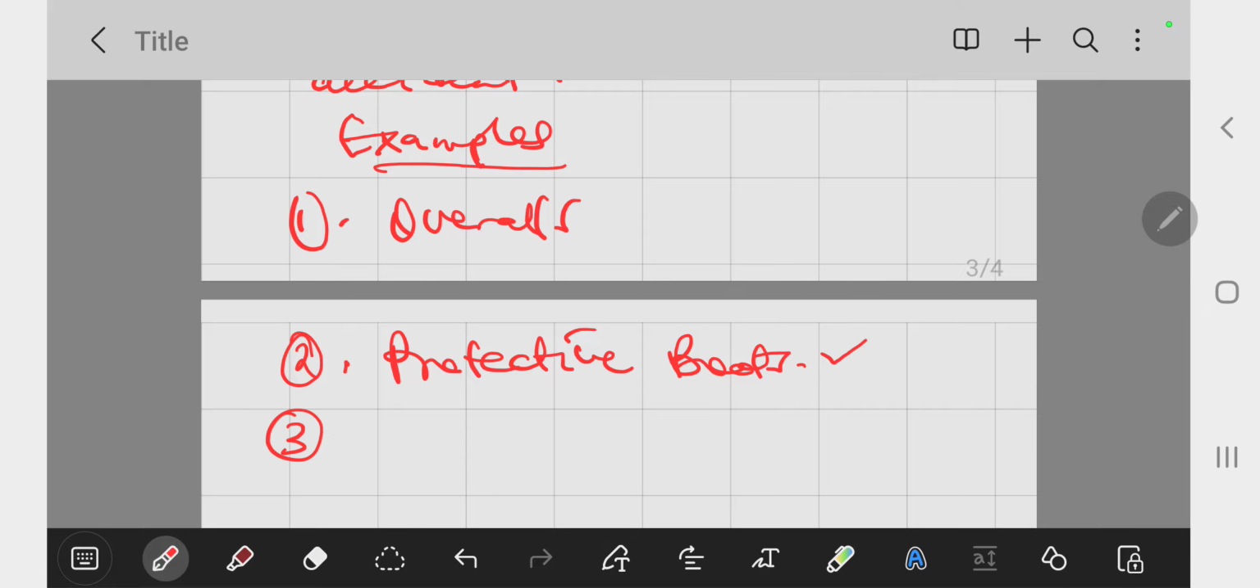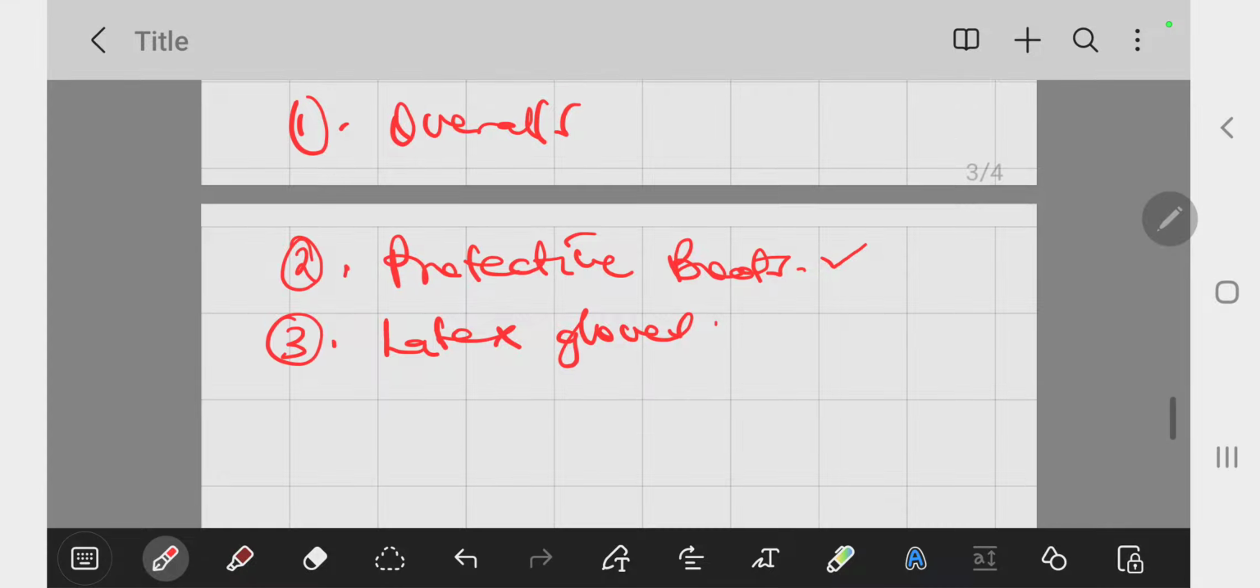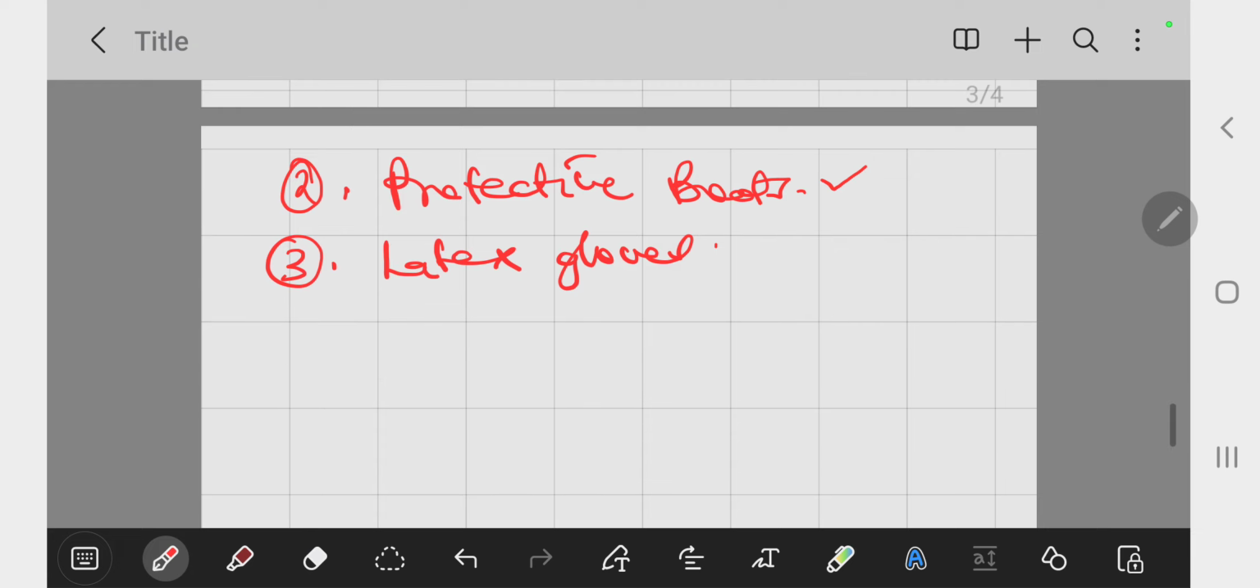Then maybe another example would be latex gloves. Yeah, so latex is a material, a plastic-like material, mainly used for making equipment such as gloves and some other similar equipment. So these are some of the most common personal equipment you guys are required to know.